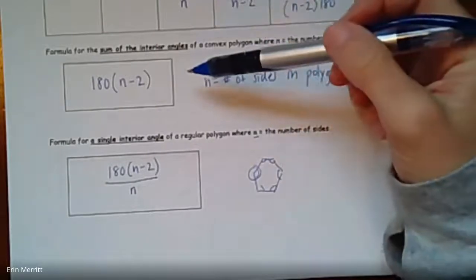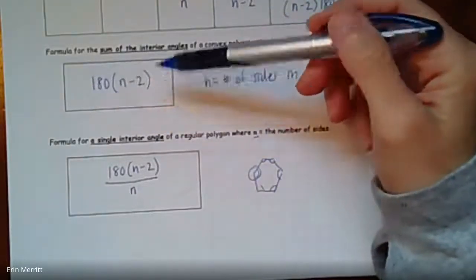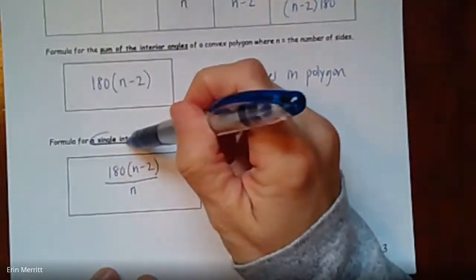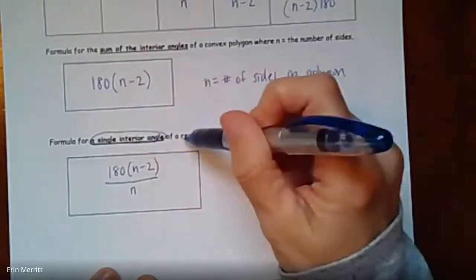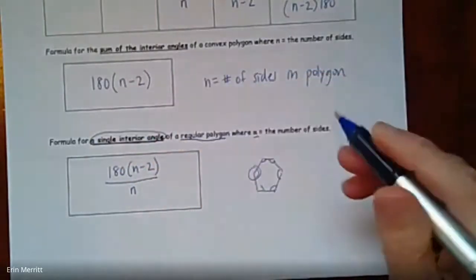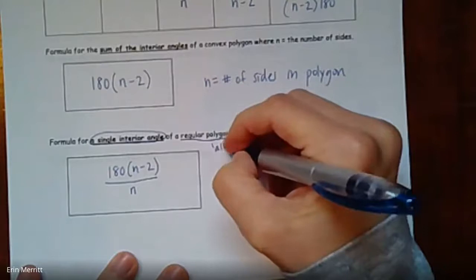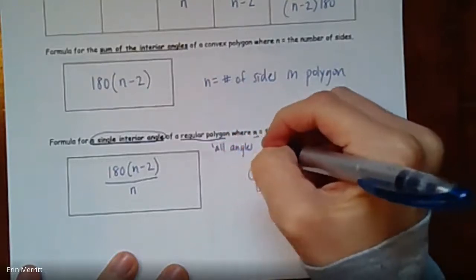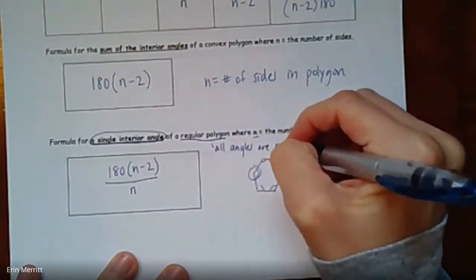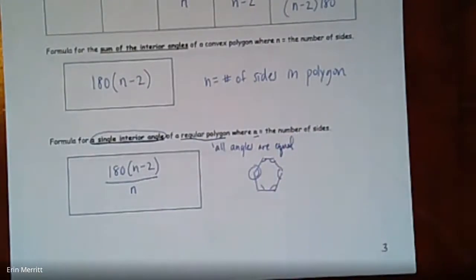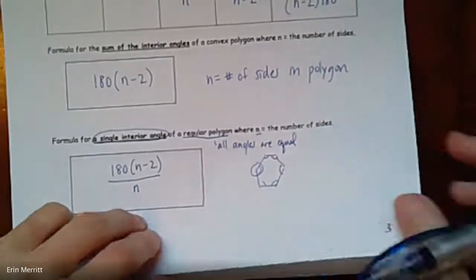All right, there are your first 2 formulas. So if I'm looking just for the sum, 180 times n minus 2. If I want a single angle, and it has to be specifically for a regular polygon, and that's because all the angles are equal, then you would take that sum and divide it by n. All right. When you flip on over to the next page, there's some space for some practice here.